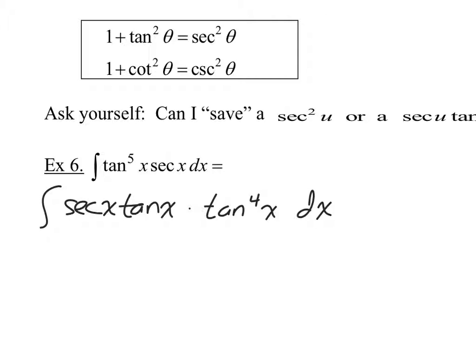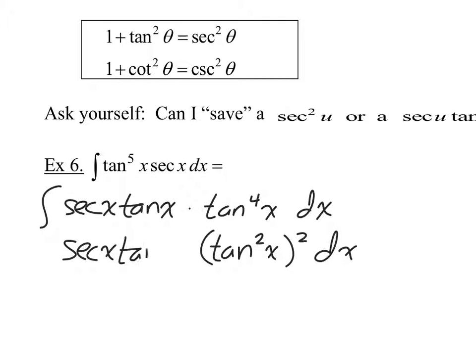Right? So I want to define a u that's going to allow me to cancel out the other part of the integral. Now, I don't have any rules that relate to a power of 4, but I do have rules that relate to a power of 2. So I'm going to write this as tangent squared squared, and then swap out the tangent squared for something involving a secant.